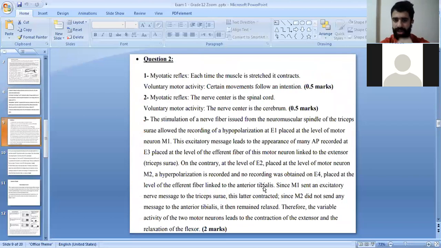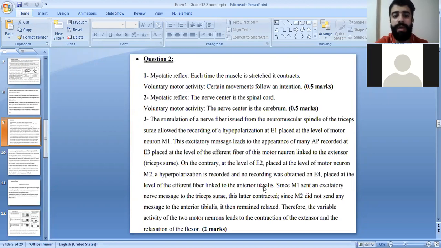Question number 2, myotatic reflex: each time the muscle is stretched, it contracts. This sentence explains the presence of the myotatic reflex. Number 2, voluntary motor activity: certain movements follow an intention, or proceed by intention. Each one of them is 0.25, so both of them are 0.5 marks.